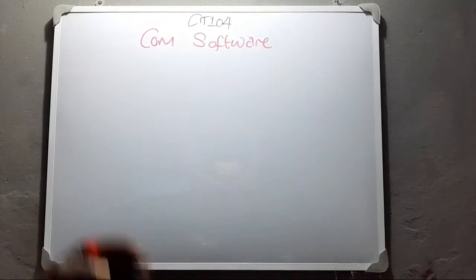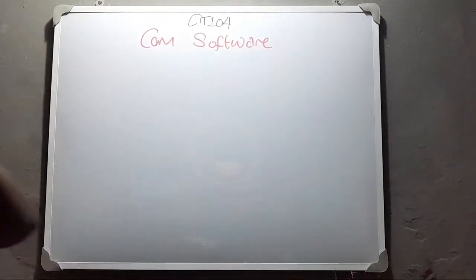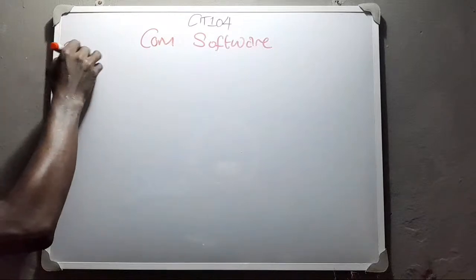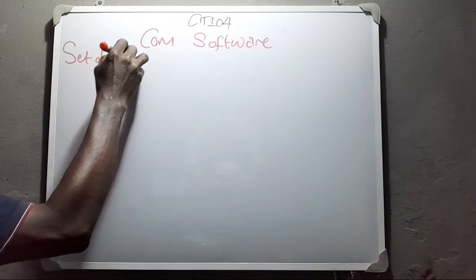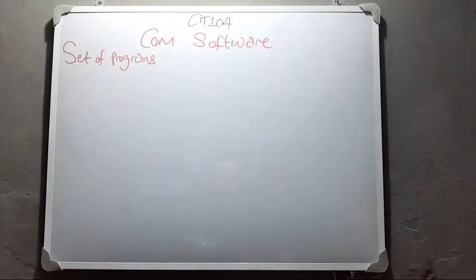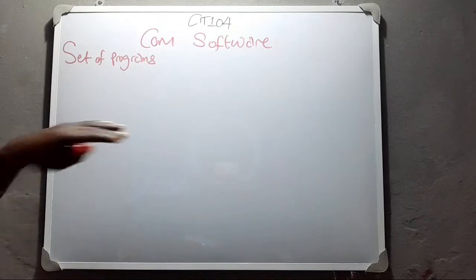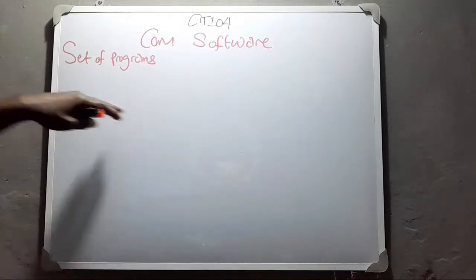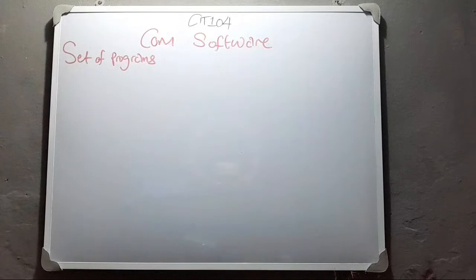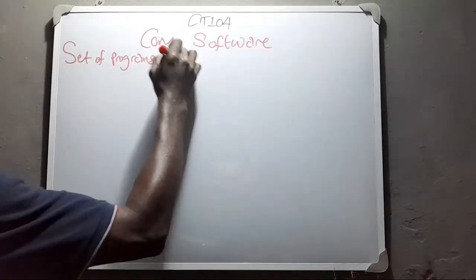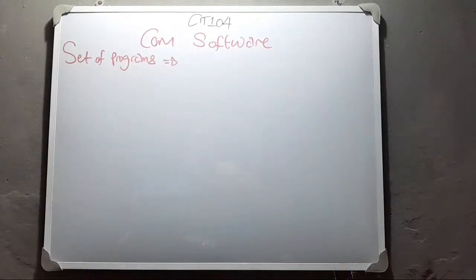Now, computer software are said to be, are we together? Computer software are said to be a set of programs. Set of programs. First, that is the first keyword. Set of what? Programs. Now, what is the essence of having these programs? Why do we have a set of programs? This set of programs are made available in order that the computer system will function actively.